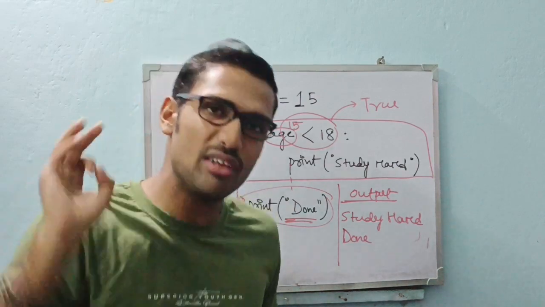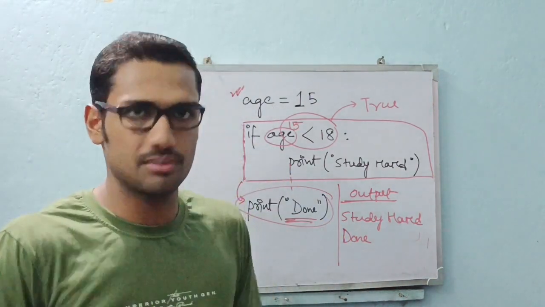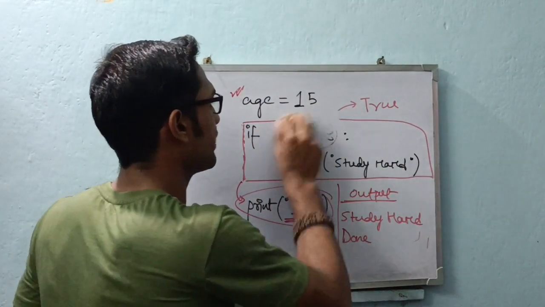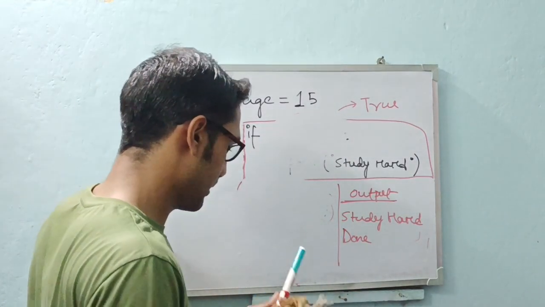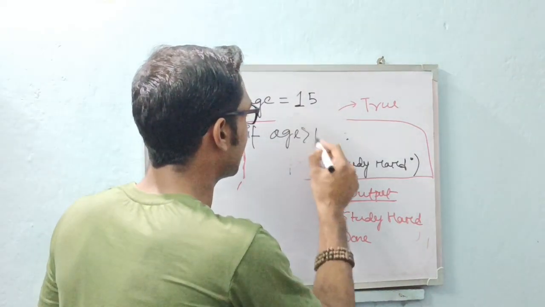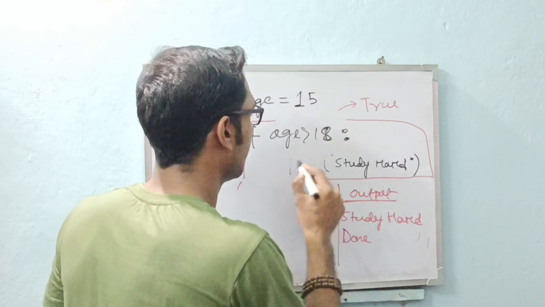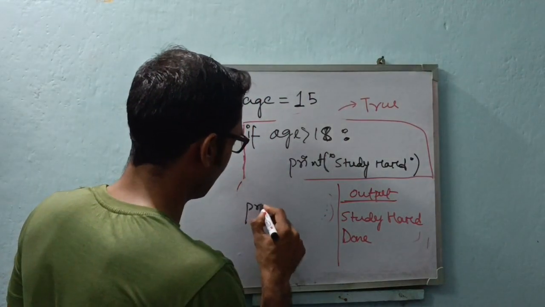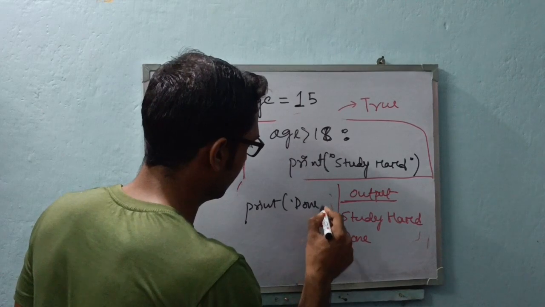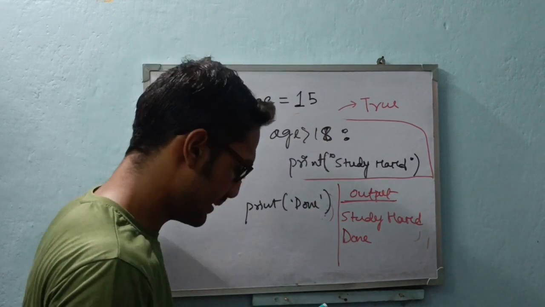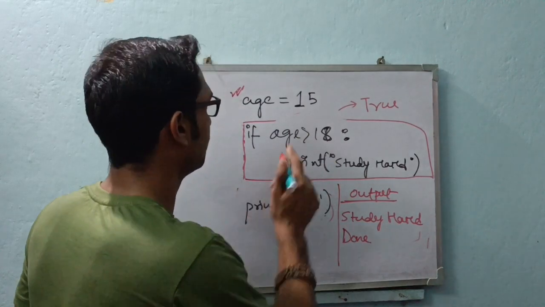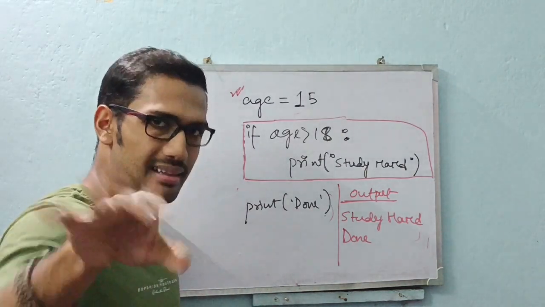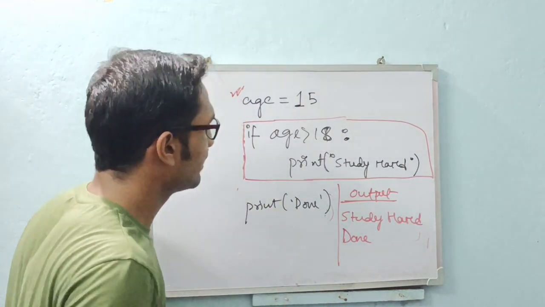Now what will happen if the condition is evaluating to false? Now let's see. So let me rub this particular portion. Okay. So if age is greater than 18, let me print study hard. And after that, a done message was there. Now let's again evaluate this particular code.